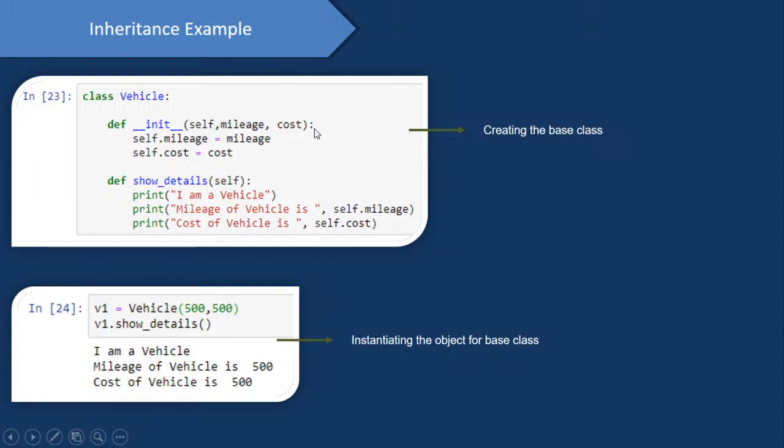Now that we have created this class, we will create an object of it. We'll call it v1. As you see, we have a constructor, so that is why we are passing in values: 500 for mileage, and similarly 500 for cost as well. Now with the help of this object, I am invoking this show details method, and when I invoke it, I'll get this entire result. So this is our parent class.